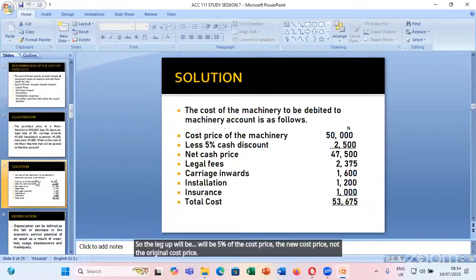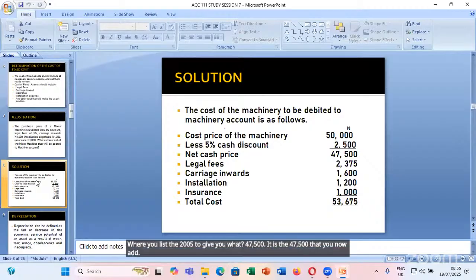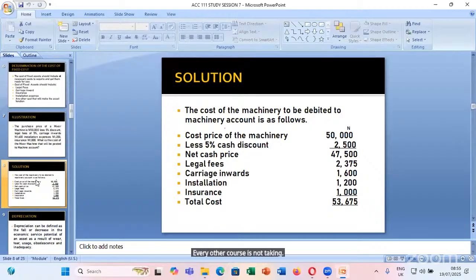Yes, that's true. Thank you for that. So as you can see, this is the answer you are seeing on the board. When you less the 2,500, it gives you 47,500. It is the 47,500 that you now add every other cost. Is that taking? Yes, sir. So please, you need to study this because you have things like this coming up in your exam. We have a lot to do.